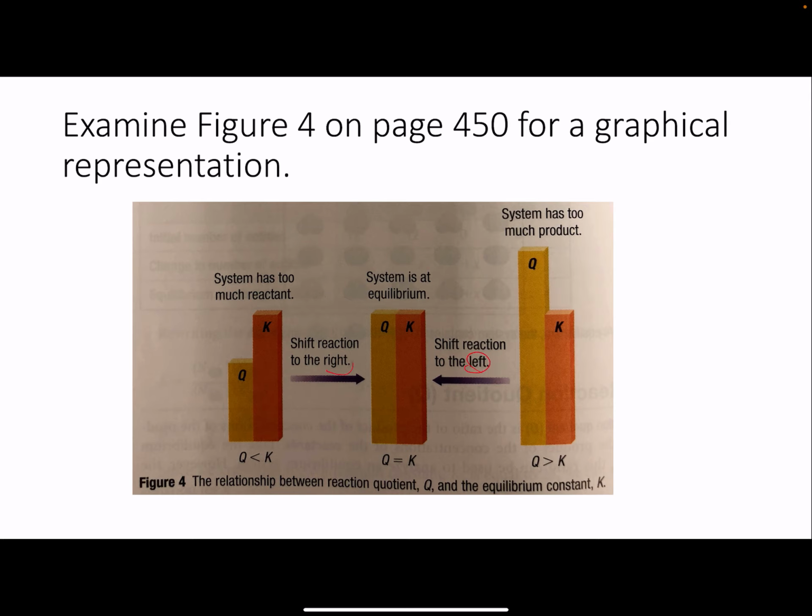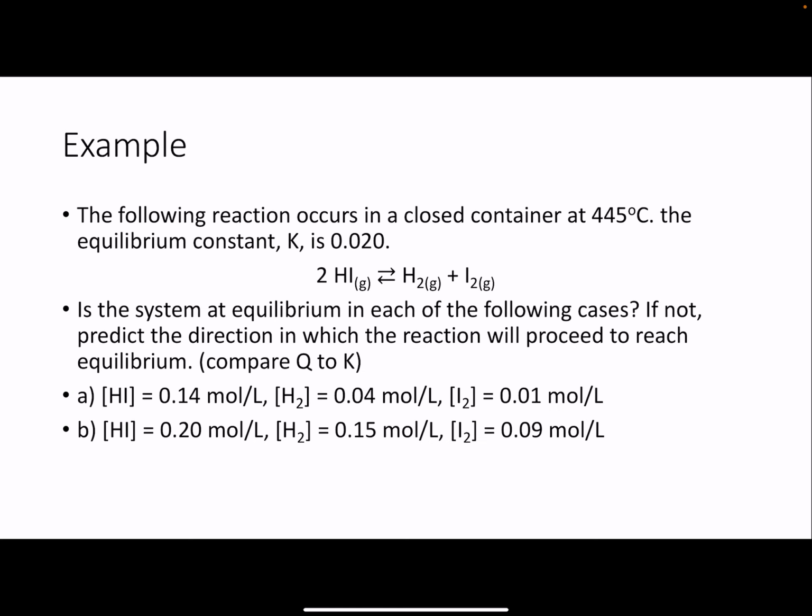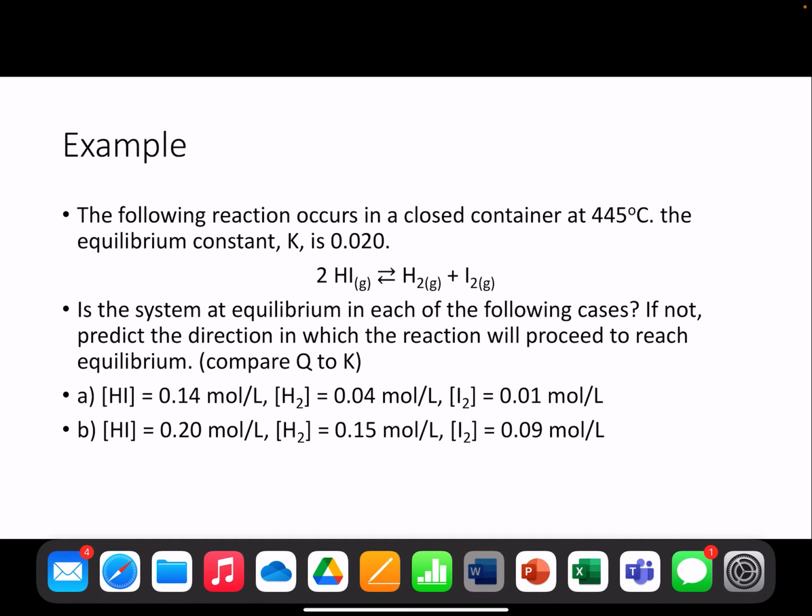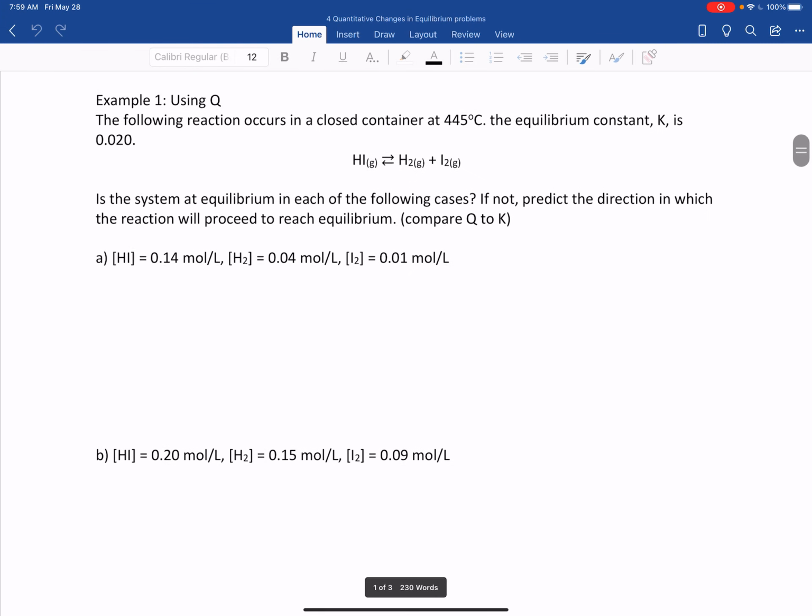And don't forget, shift left and shift right just tell us which side of the reaction gets produced. Because they're reversible, we can make and consume either or. So let's look at an example here. We'll go to a Word document for a little bit more room.